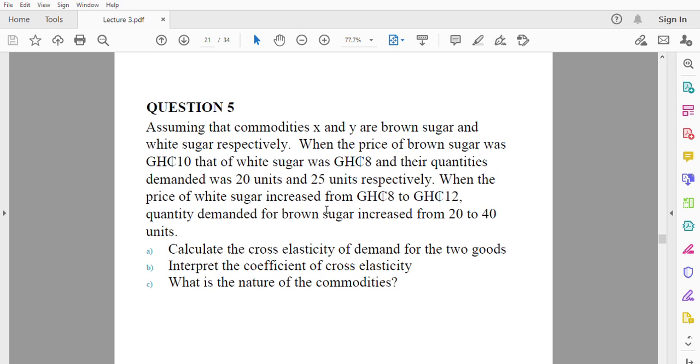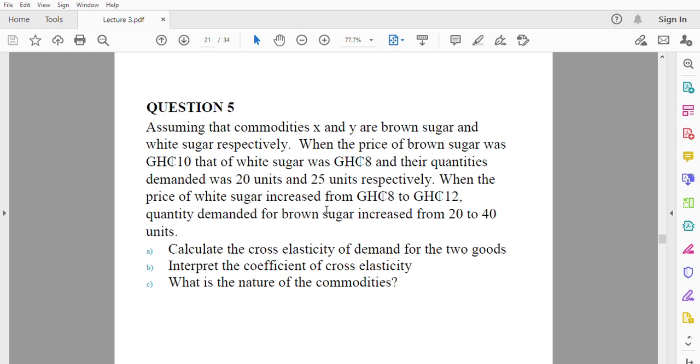We'll take an example for you to have it clearly. Okay, question 5. Assuming that commodities X and Y are brown sugar and white sugar respectively. When the price of brown sugar was 10 Ghana cedis, that of white sugar was 8 Ghana cedis, and their quantities demanded were 20 units and 25 units respectively. When the price of white sugar increased from 8 Ghana cedis to 12 Ghana cedis, quantity demanded for brown sugar increased from 20 to 40 units.